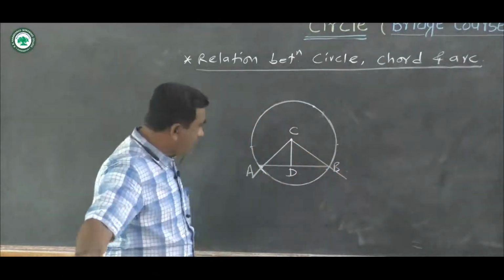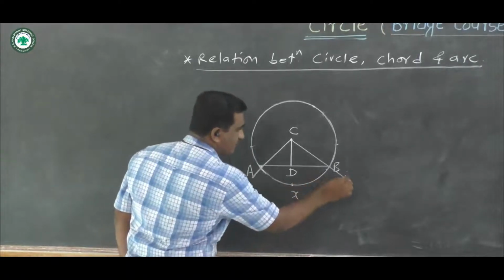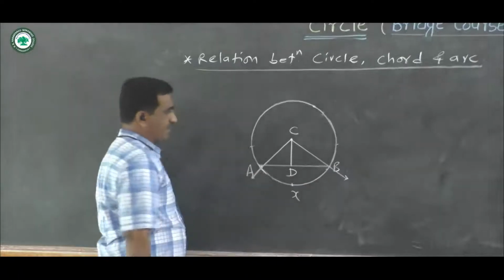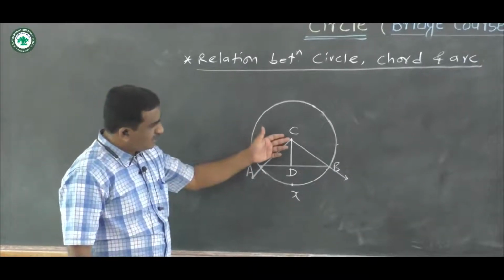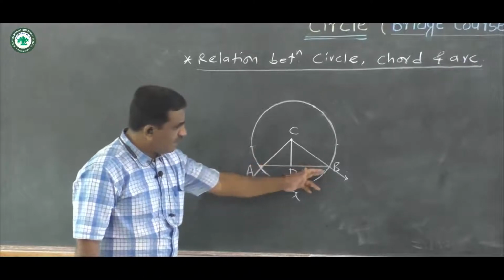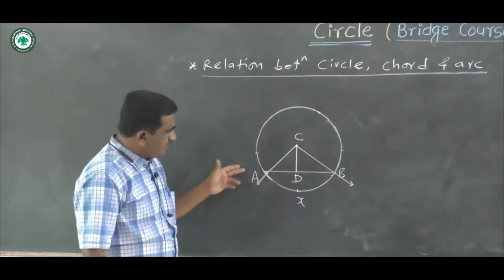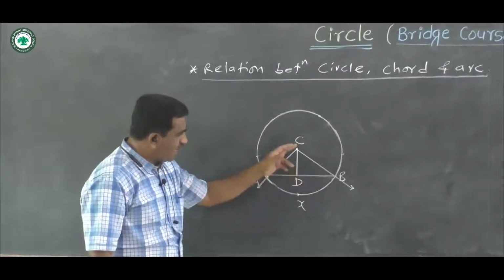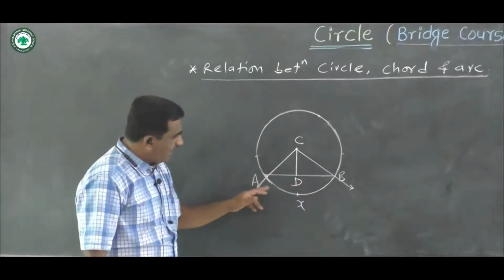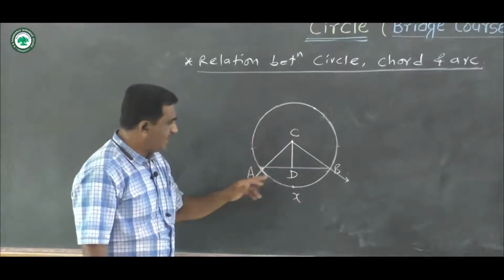Then we get here arc AXB. This is the center of the circle. This CD is perpendicular to the chord AB, and we can draw segment CA and segment CB, and we make here arc AXB. This is the arc of the circle AXB.